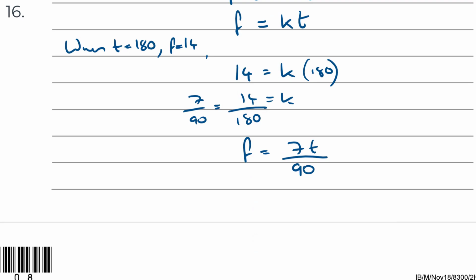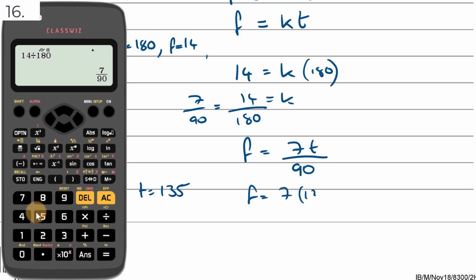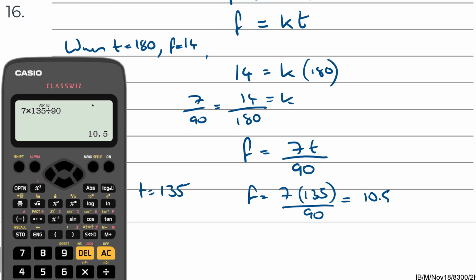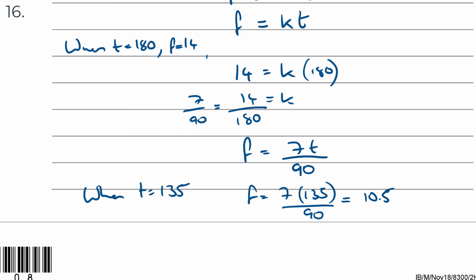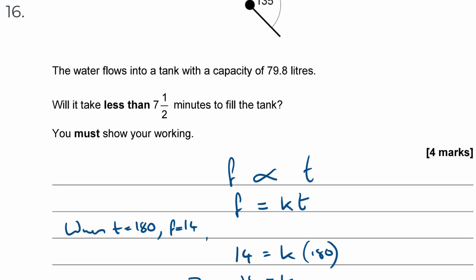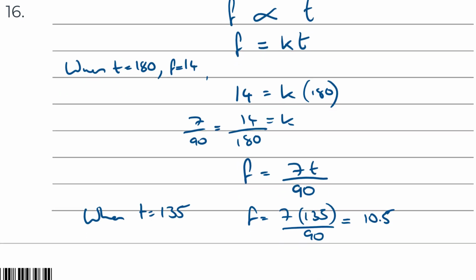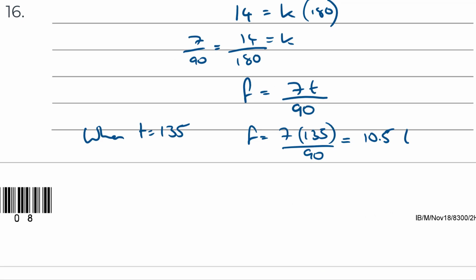So when T is equal to 135, what's F? Then F is going to be 7 lots of 135 over 90, which is 7 times 135 divided by 90. It's 21 over 2. 21 over 2 is what, 10.5? The units are litres per minute, aren't they? So that's 10.5 litres per minute.